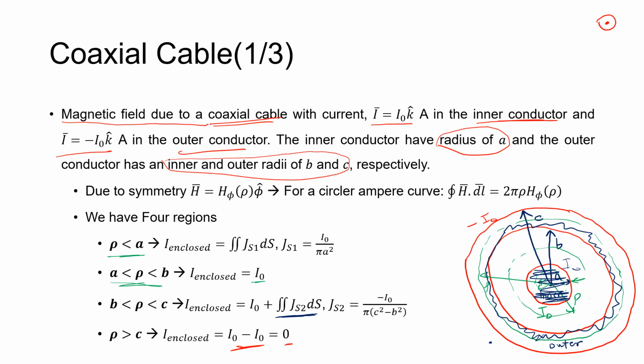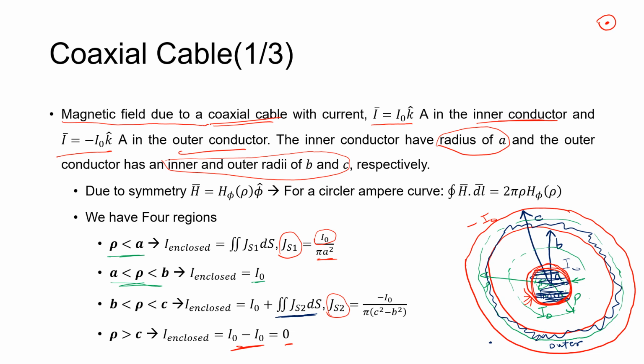The question now, what are JS1 and JS2? To find them, simply because this is a uniform current or a DC current, you just need to divide the total current by the area enclosed. So in that case, you have I naught, the current inside the inner conductor, and the area of the inner conductor is nothing but the area of a circle, which is pi a squared. And for the outer conductor, it is the same.